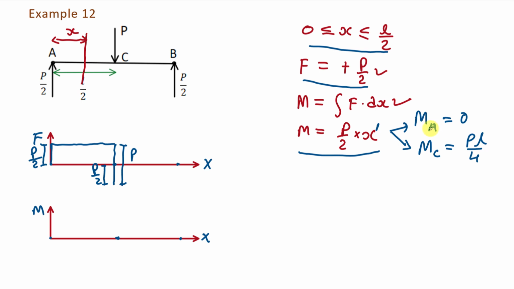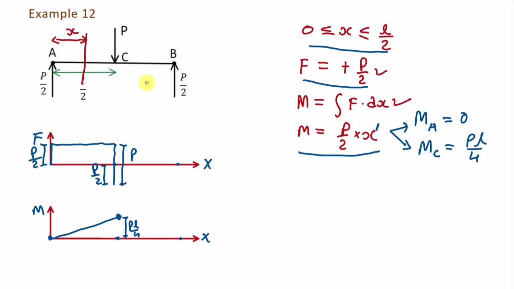At x is equal to 0, the value of bending moment is 0. So we have this point where x is equal to 0 and M is equal to 0. And at x is equal to L by 2, the value of bending moment is PL by 4. So here there is a point C where x is equal to L by 2, and here the value of bending moment is PL by 4. So let's say this is the point and this distance is PL by 4. Now we have to join these 2 points by a straight line like this. So this will be the bending moment diagram in this interval.